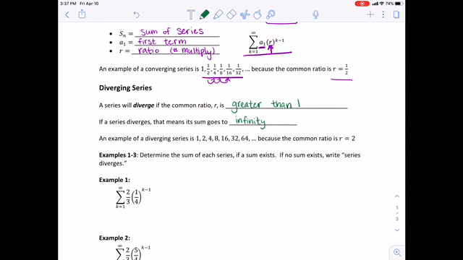So here's our example of a diverging series, 1, 2, 4, 8, 16. And that's diverging. Notice how each subsequent number gets bigger as we go along. And it's diverging because our common ratio r is 2. We're multiplying by 2 each time, which is what causes that number to get bigger.